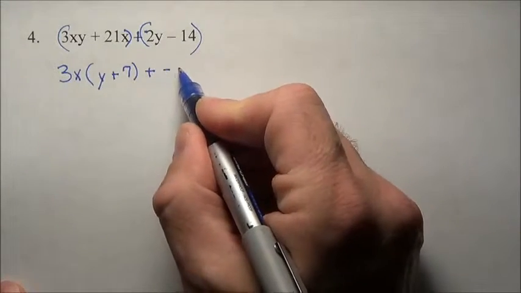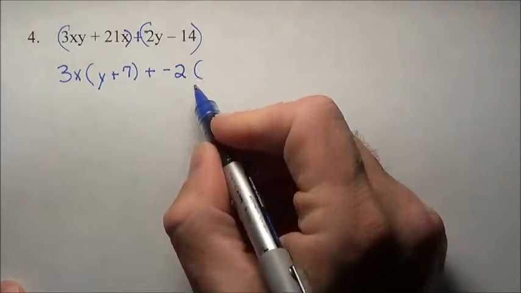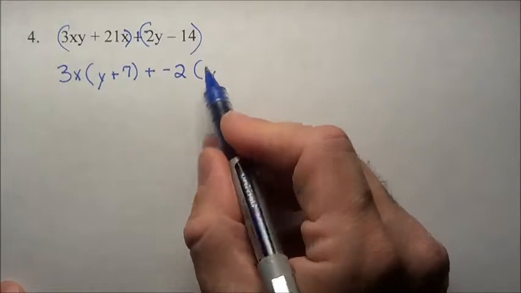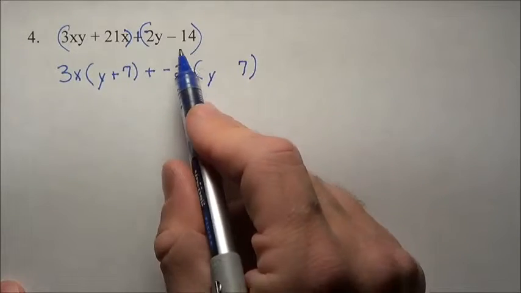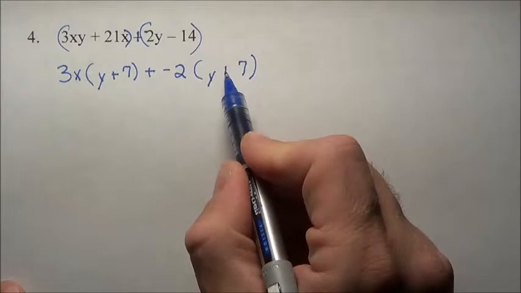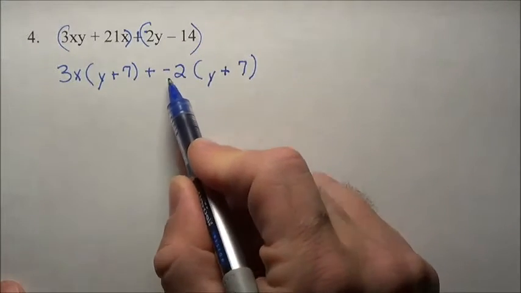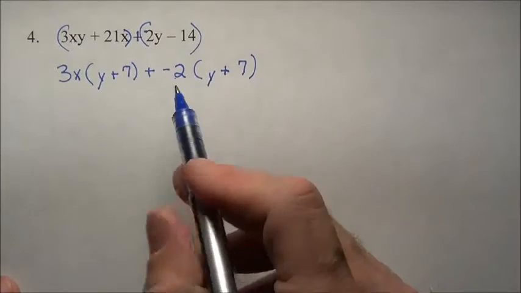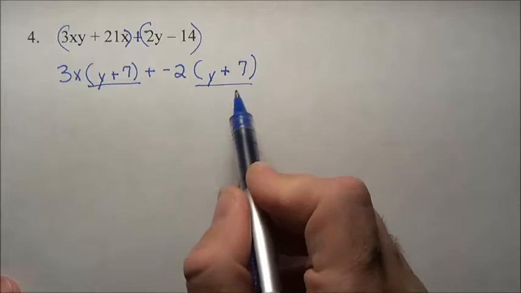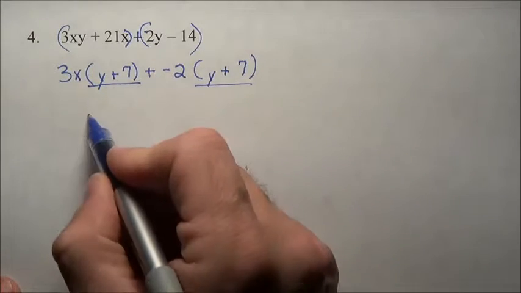Plus, I look here, this was a negative 2y. I'm going to pull out a negative 2. That'll leave behind negative 2 times y, which will give me the negative 2y. Now 2 and 7 gives you 14, but remember this is minus 14. So I've got to use a plus 7 there because negative 2 times a positive 7 would give you the negative 14 we need. Notice now that I have the 2 common pieces here.